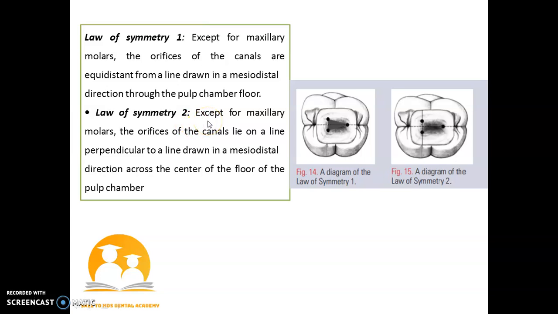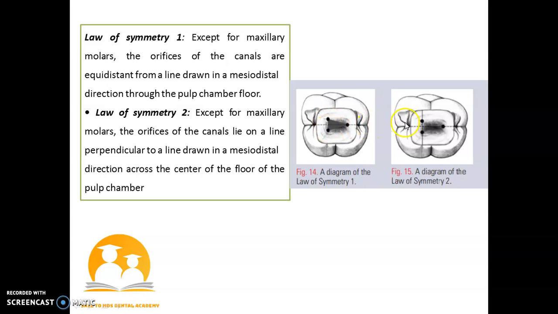Many times they ask, remember the symmetry is not for the maxillary molars. So what does law of symmetry 1 say? Don't get confused between symmetry 1 and symmetry 2. This can be your assertion and reason question also, and can be a true and false question also. Law of symmetry 1 indicates that the orifices of the canals are equidistant from a line drawn in the mesiodistal direction. As you can see, both these orifices are at equal distance from each other.